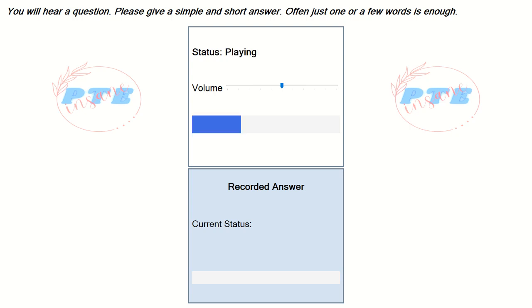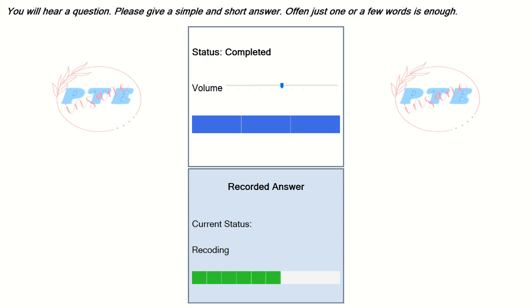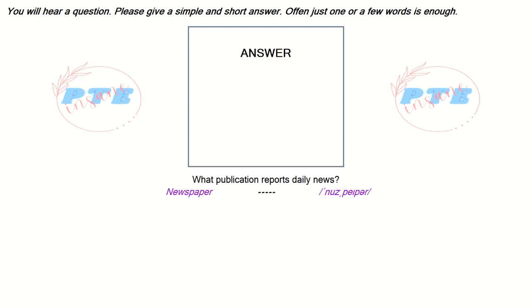What publication reports daily news? Newspaper.